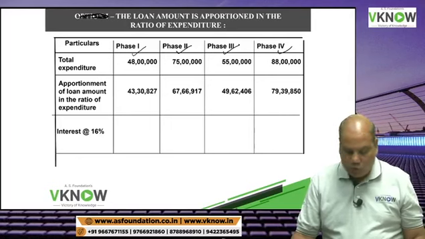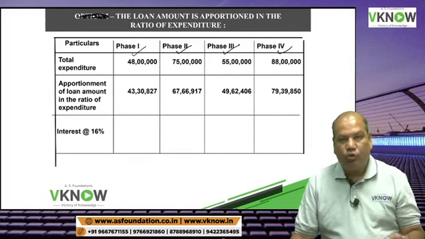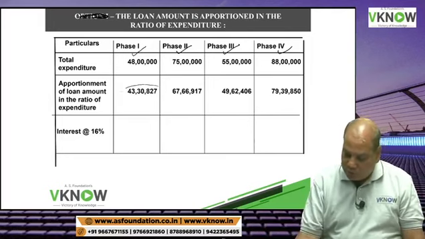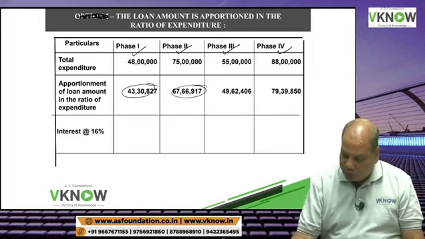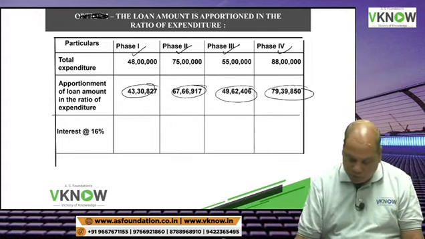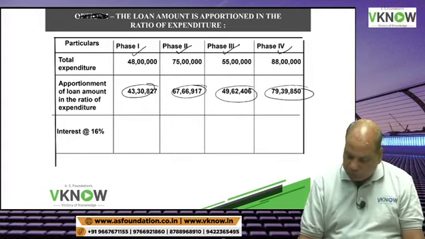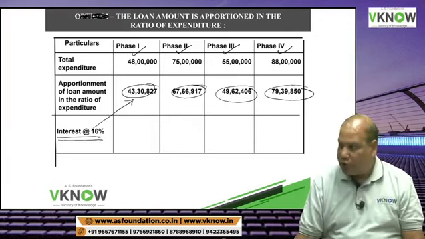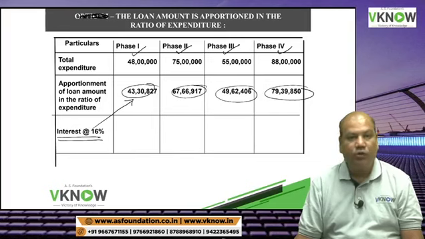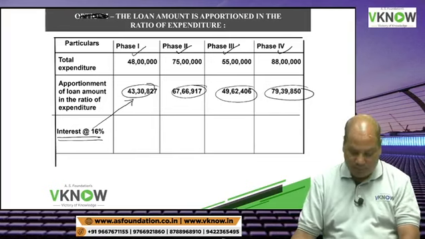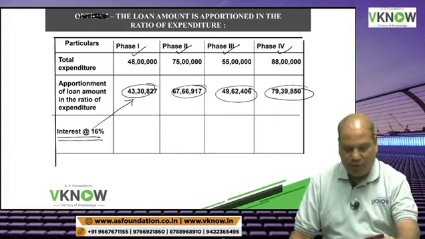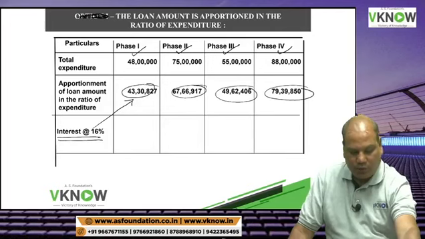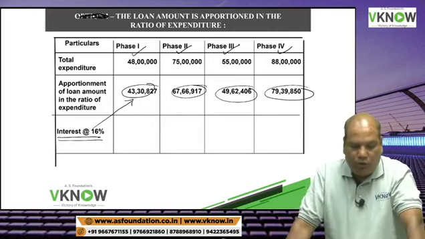Once you apportion the loan, now you calculate the interest also accordingly. It means this loan was taken for phase 1, this was for 2, this was for 3, and this was for 4. Interest at the rate of 16%. Calculate 16% of 43,30,827. Interest on phase 1.